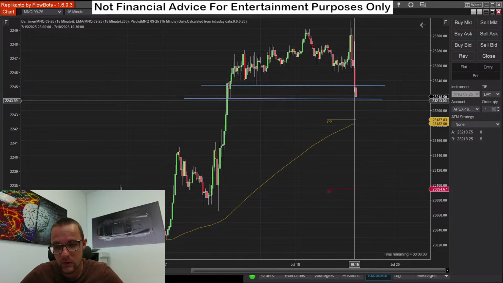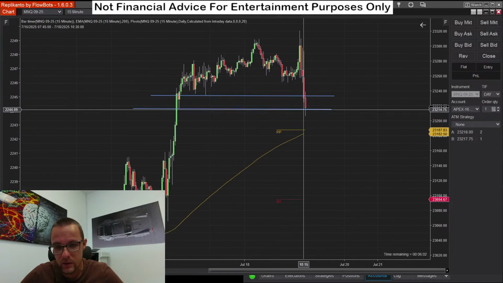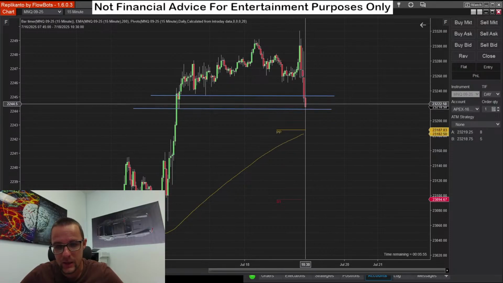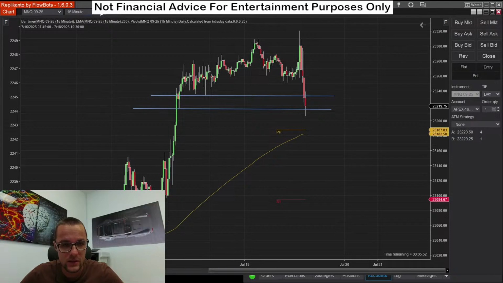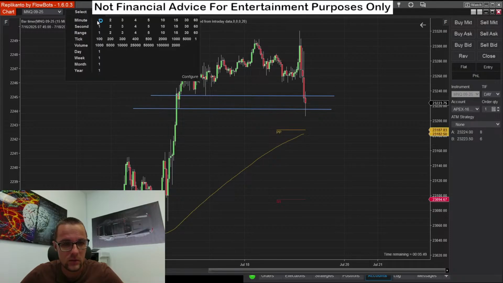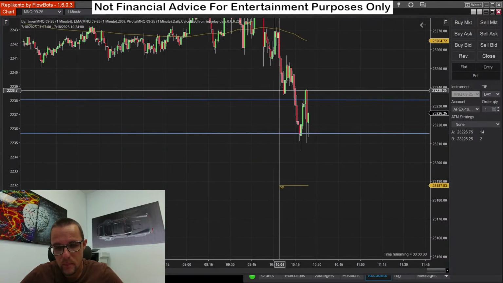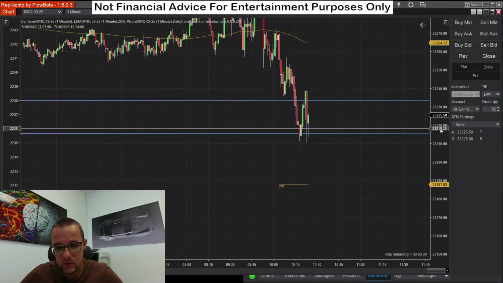So see, it's trying right now. It's trying to hold this area. We're getting buyers stepping in, but if not enough buyers continue stepping in, it's going to go lower. Still getting buyers.